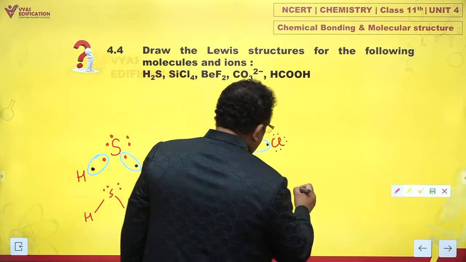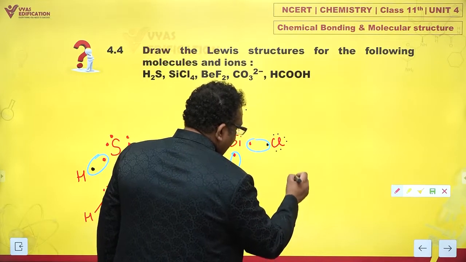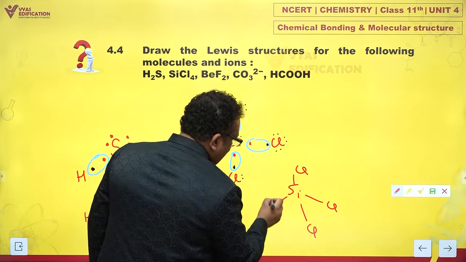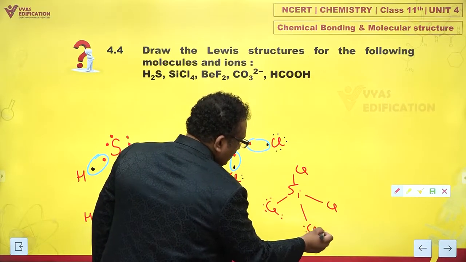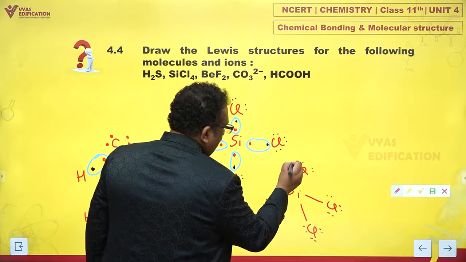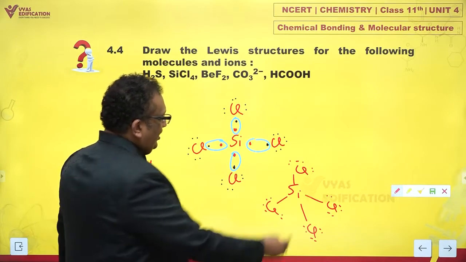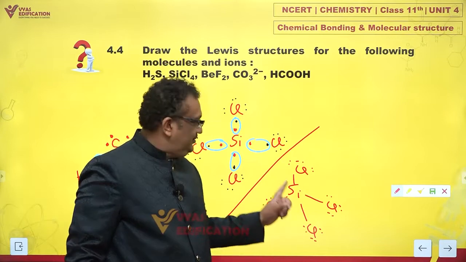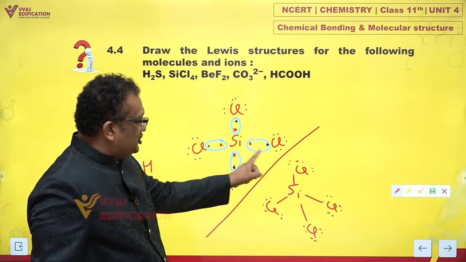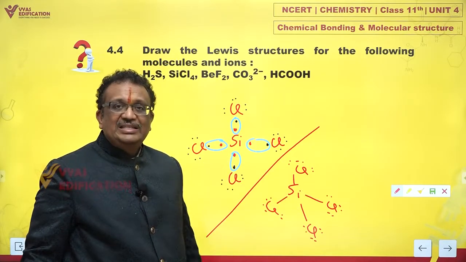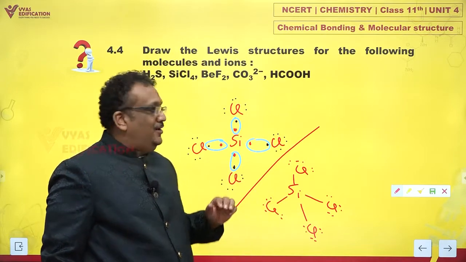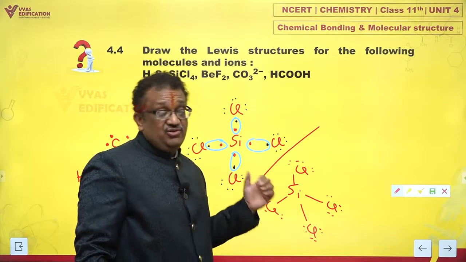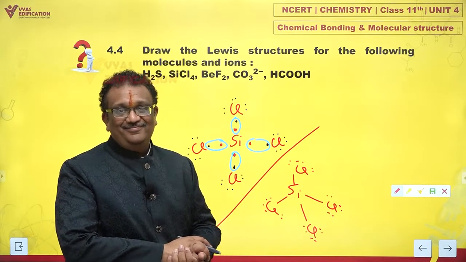Otherwise, you could write it as Si, Cl, Cl, Cl and Cl. Each line indicates that there are 2 electrons on that line. These 2 shared electrons can be replaced by a single line like this. This or this. Lewis dot structures, Lewis dot dash structures as people call them.